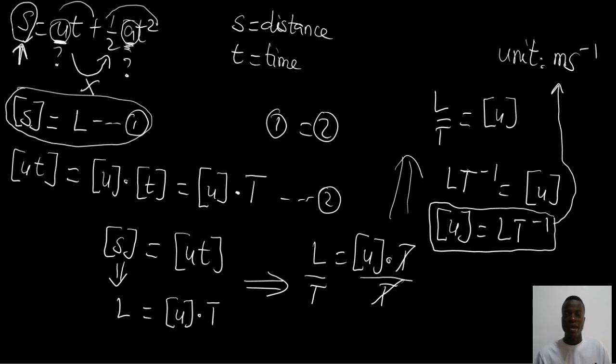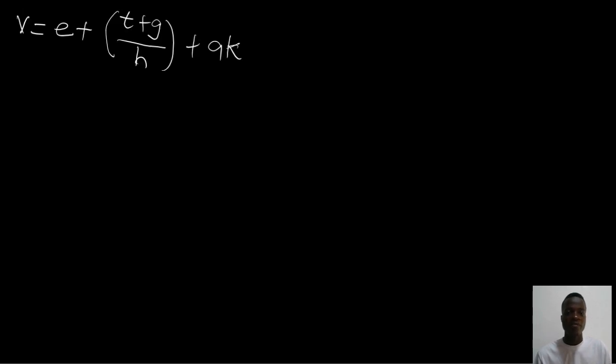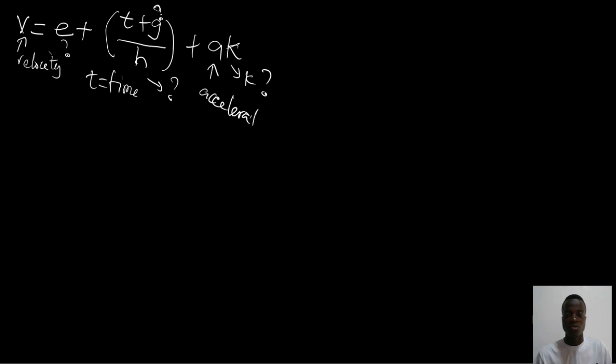Let's look at another example again. We have this example, and they say V is velocity. We don't know E, we don't know G, we don't know H, we don't know K. But we know T, they say T is time. And they say A is acceleration. That's what the question says that we should focus on. A is acceleration.